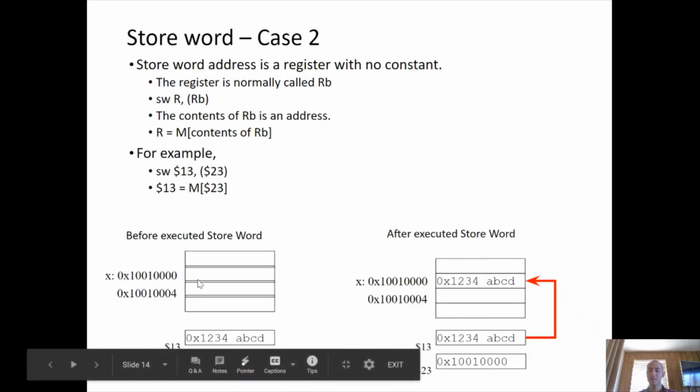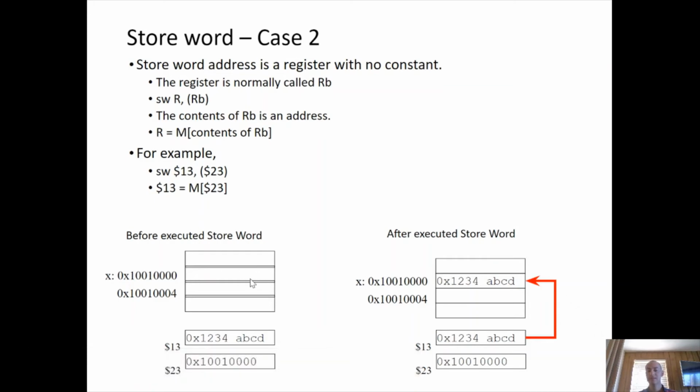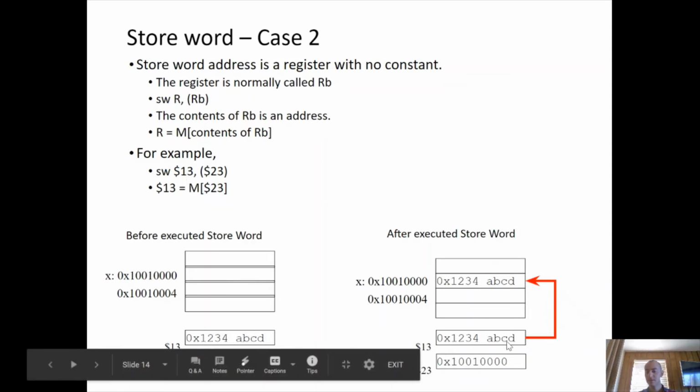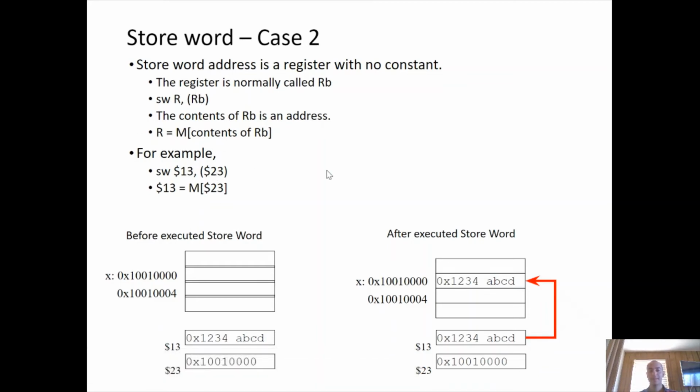So this is our memory and this is the address. We're going to be writing in this location, and register 13 is going to be the content that we write. So the content of register 13 is going to be copied to this location in our memory. So this is basically a pointer again, and that's our second case.